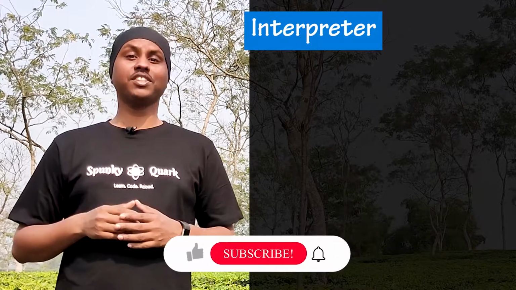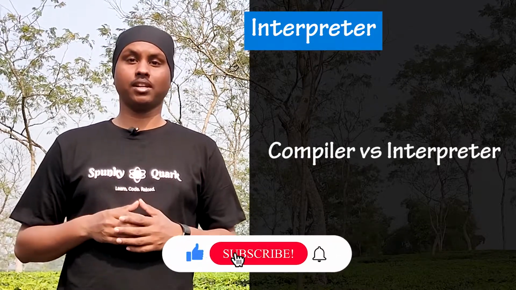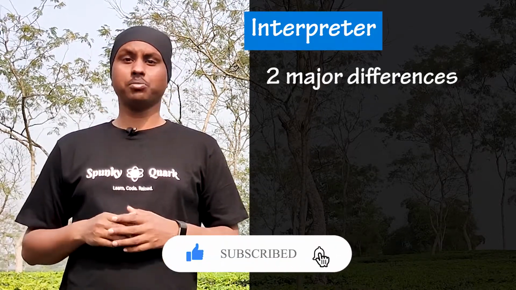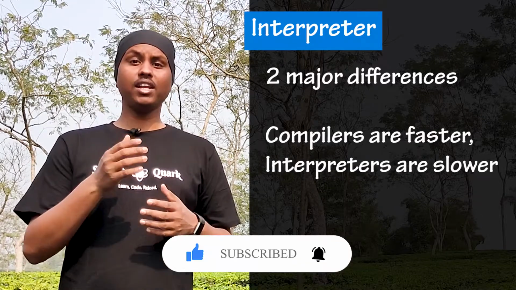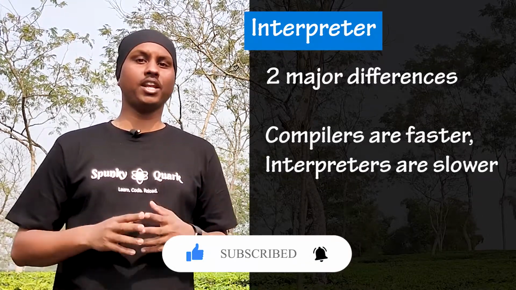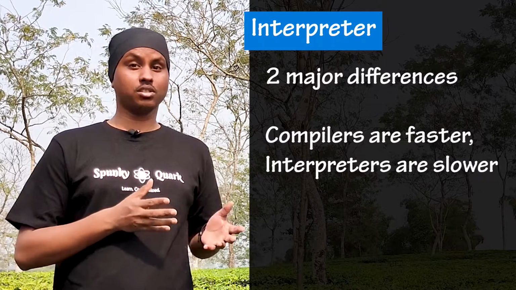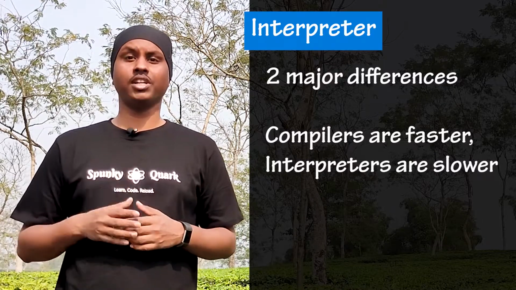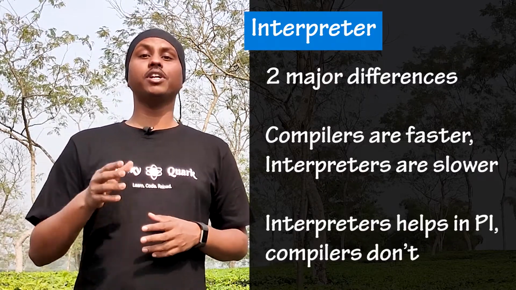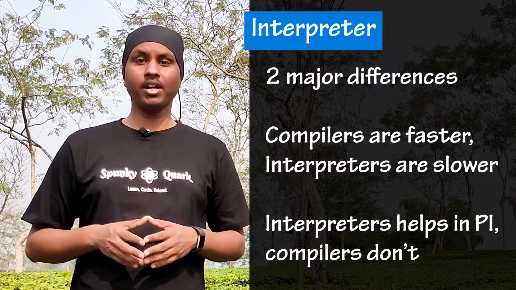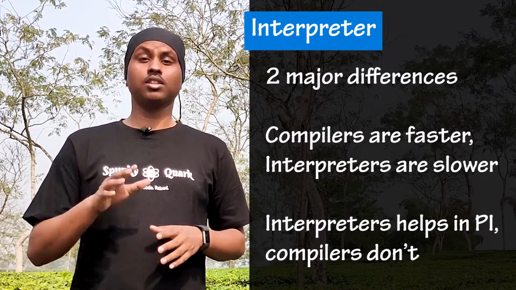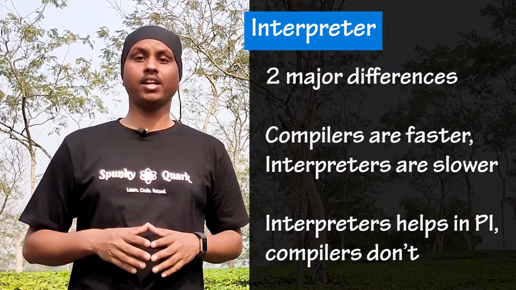So what is an interpreter? An interpreter is a program that runs on a computer and is used to convert one form of language to another form, just as compilers do. So what is the difference between a compiler and an interpreter then? There are two major differences. Compilers help us achieve fast compilation of the code, which interpreters can't, because interpreters are slow in nature. On the other hand, interpreters help us achieve platform independence, which compilers don't. So these are the two main differences between a compiler and an interpreter.